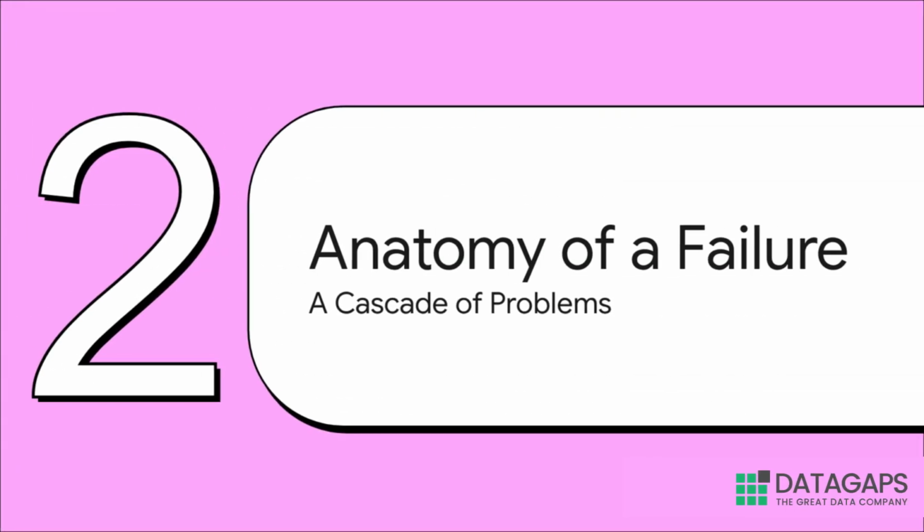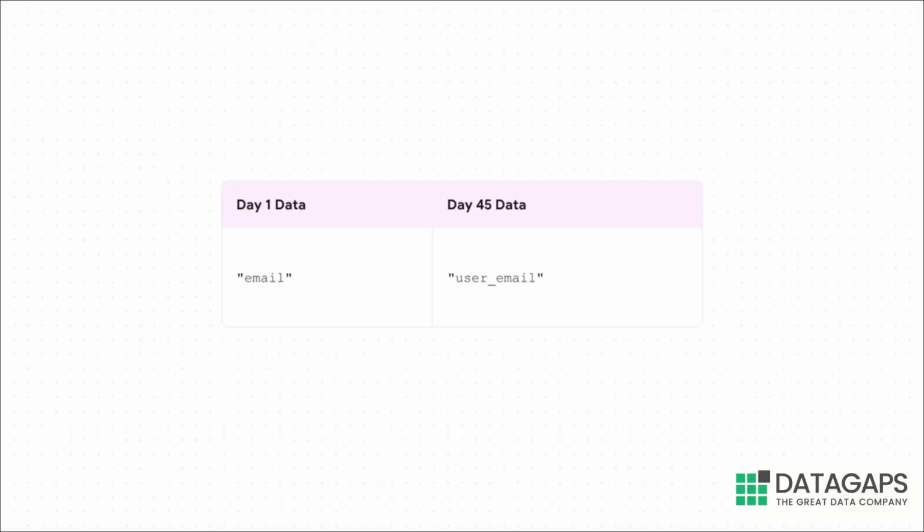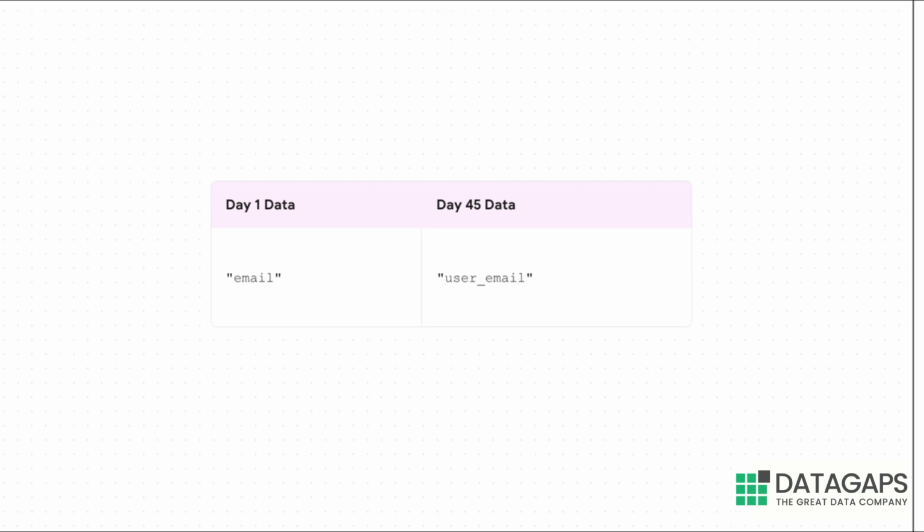So, to make this really concrete, let's walk through the anatomy of one of these silent failures. You're about to see how one tiny, seemingly innocent change can set off a catastrophic chain reaction across an entire organization. Okay, look at this. On day one, the data field is just called email. Simple enough. But then 45 days later, some developer somewhere in the system renames it to user_email. It seems harmless, right? I mean, it's a minor update. But what you're looking at is a ticking time bomb.